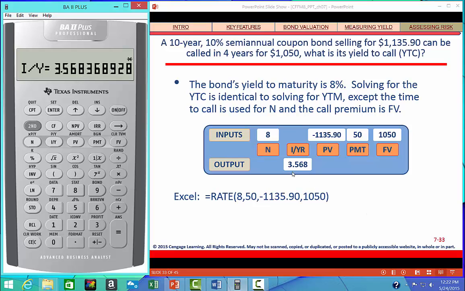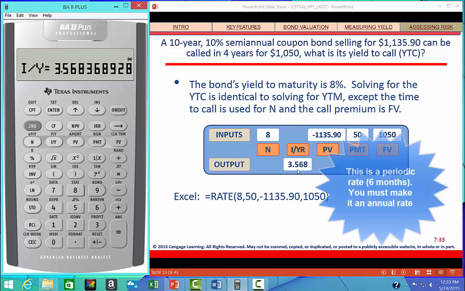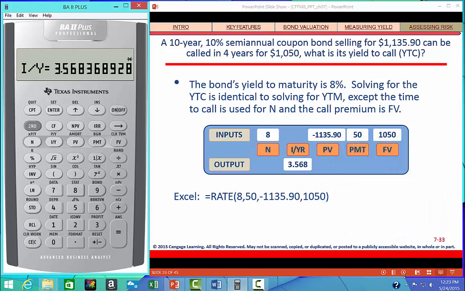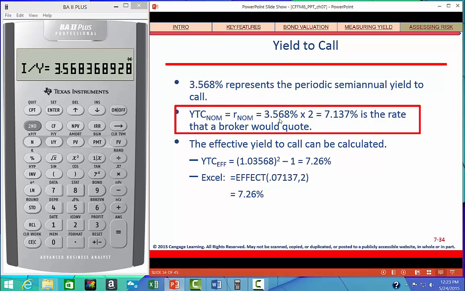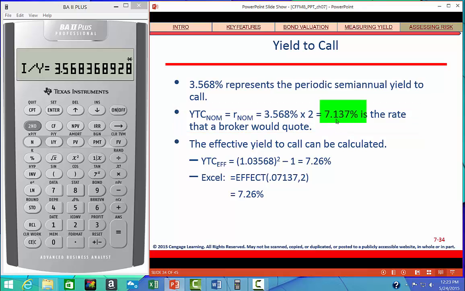3.568 number. Well, when the calculator solves that, that's the periodic rate for 6 months. That's not the final answer. So to get the final answer, we just take that 3.568 and we have to multiply it times 2. And so the real answer, the final answer, is 7.137. That's the yield to call.